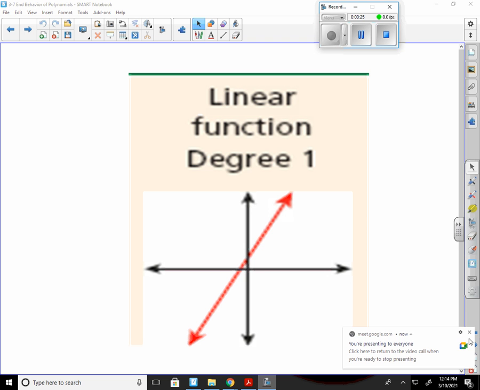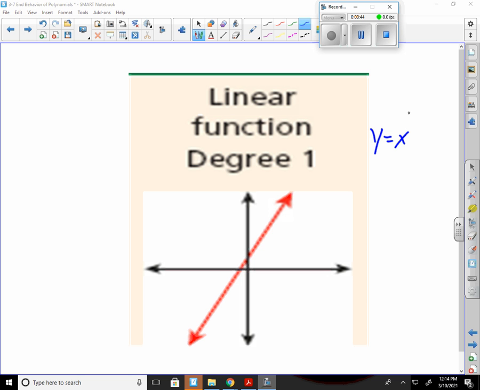All right, this is a linear function. You'll notice the linear function is a straight line. Who would have guessed? It's a degree 1 because it's only a 1 degree polynomial. This would be like the function y equals x. It's a linear function.